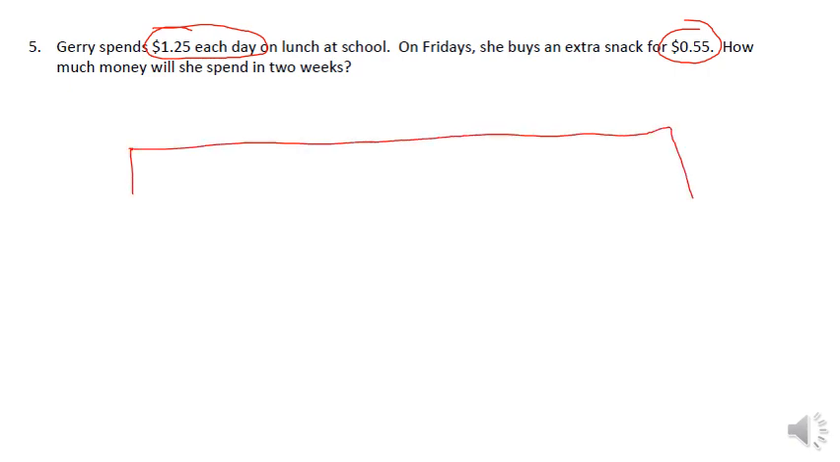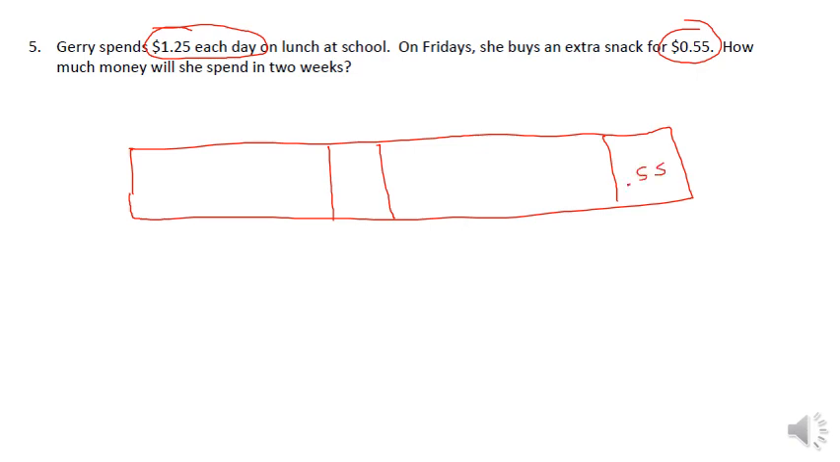Well, this is one of those ones that you can really do a tape diagram real quick for. There's 1 week, a snack, 1 week, and a snack. So we know this is 55, and this is 55. Now over here, she spends $1.25 each day on lunch. She goes to school 7 days a week. Now I can do 125 times 7. I know 1.25 is going to be closer to 1, and 1 times 7 is 7. So she spends approximately $7, and that's going to be the same for both weeks.